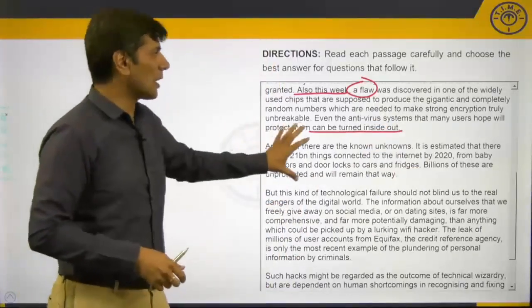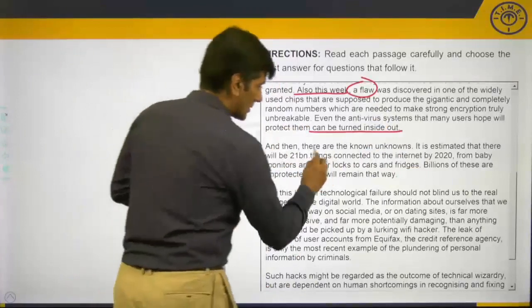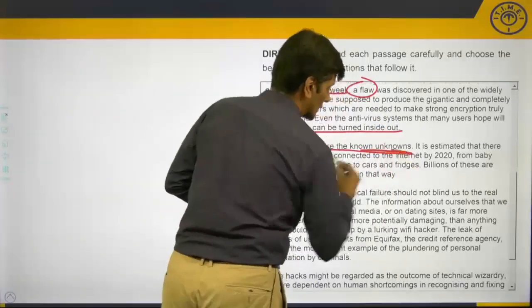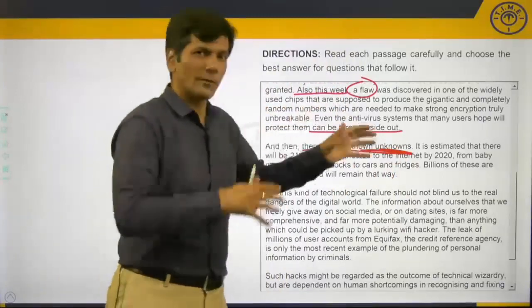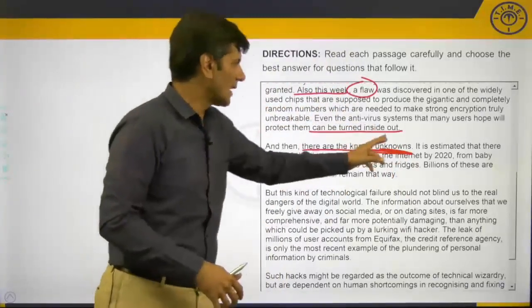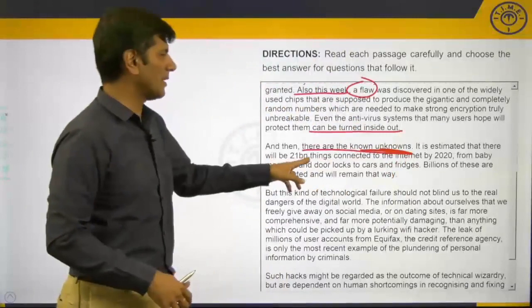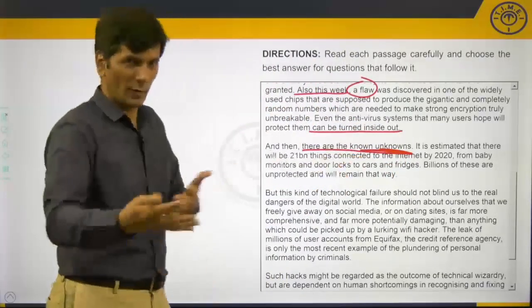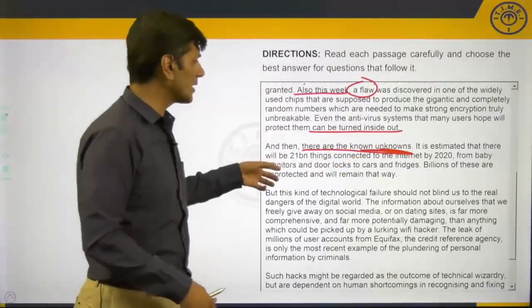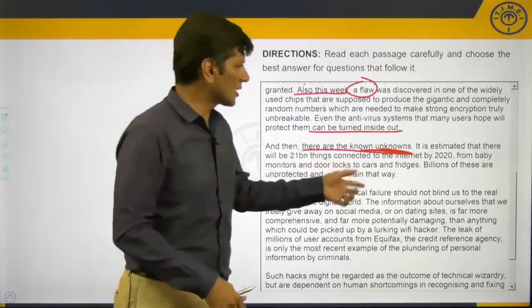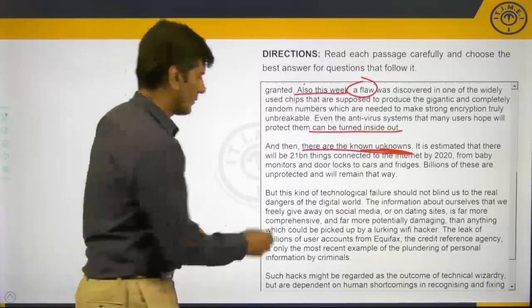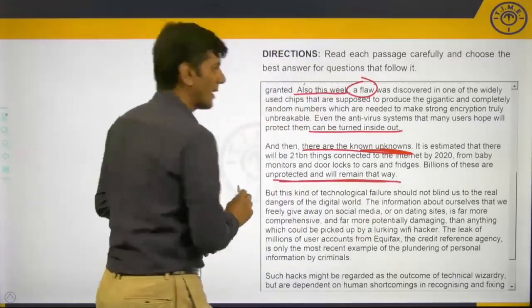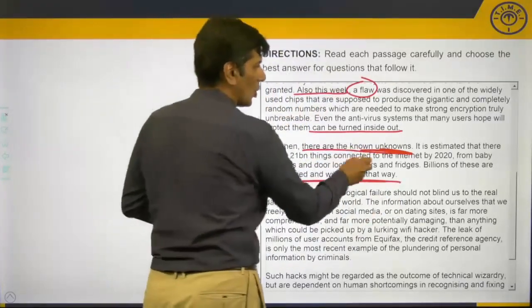And then there are the known unknowns. Well, what does this mean? There are the known unknowns. We know that we don't know something. It is estimated that there will be 21 billion things connected to the internet by 2020, the end of this year. From baby monitors and door locks to cars and fridges, billions of these are unprotected and will remain that way. So the fact that they are unprotected and will remain that way is your known unknown.